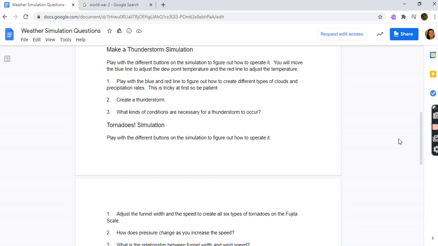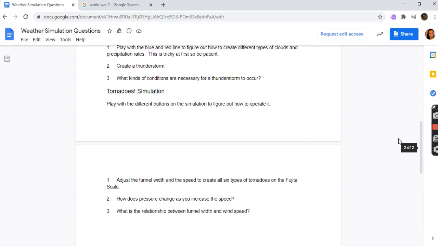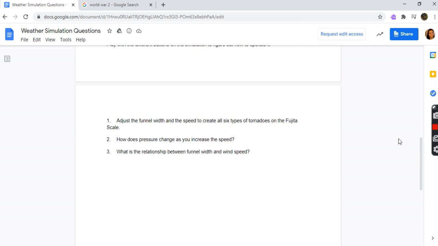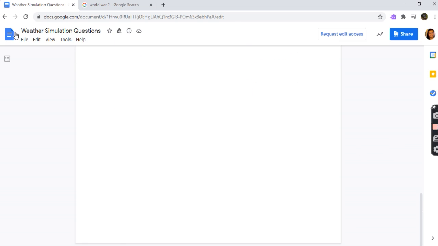Tornado simulation. Play with the different buttons on the simulation to figure out how to operate it. Adjust the funnel width and the speed to create all 6 types of tornadoes on the Fujita scale. How does pressure change as you increase the speed? What is the relationship between funnel width and wind speed? Alright, let me know below if you got that all done.